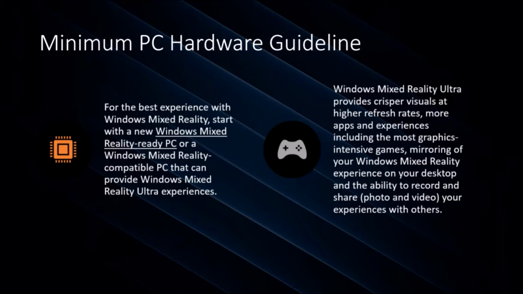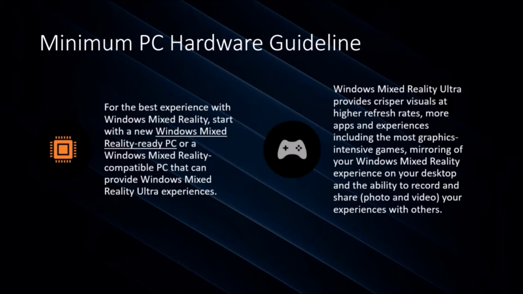For Mixed Reality, I will show you in the session what a Windows Mixed Reality PC is and how we can test that. But Windows Mixed Reality Ultra provides crisper visuals at a high refresh rate, more app experiences including most graphics-intensive games, mirroring of your Windows Mixed Reality experience on your desktop, and the ability to record and share your experiences with others. All right, so basically it provides a crystal clear refresh rate and a smoother experience on your machine.